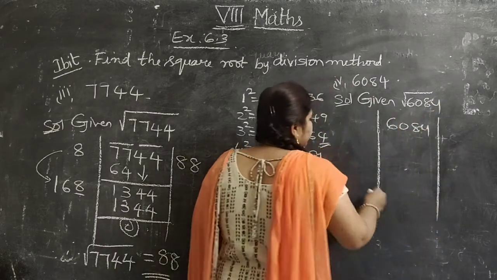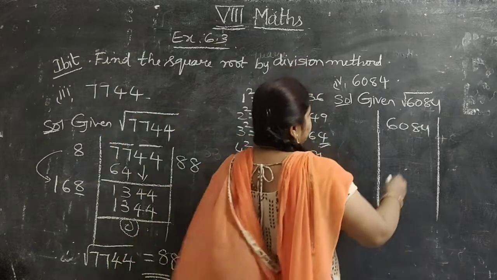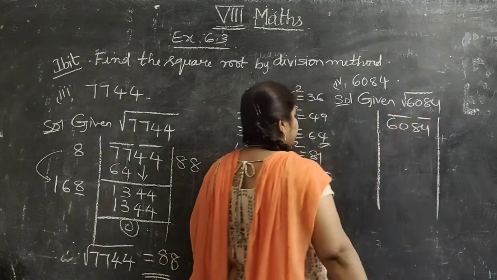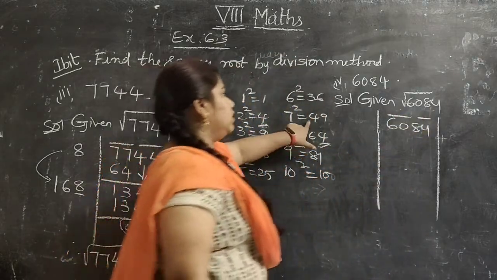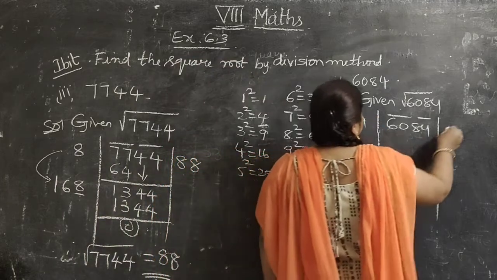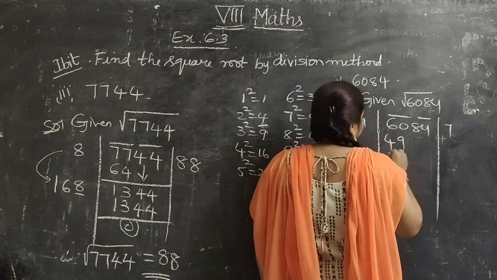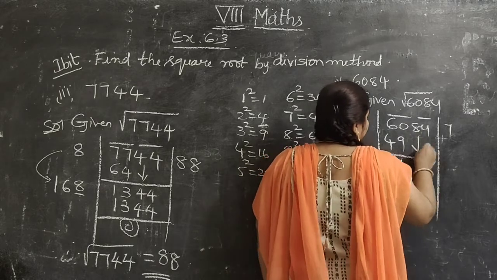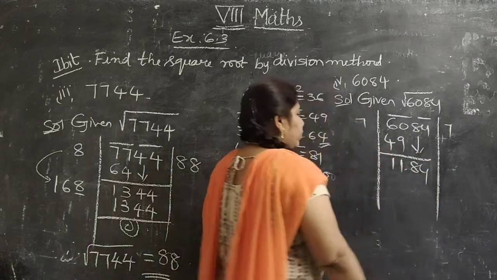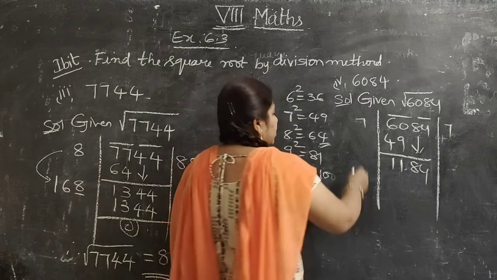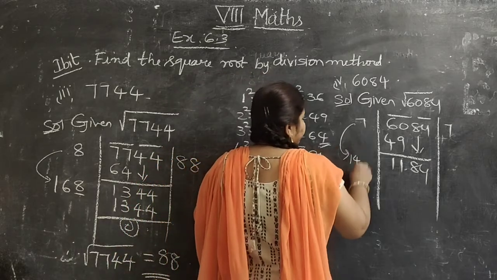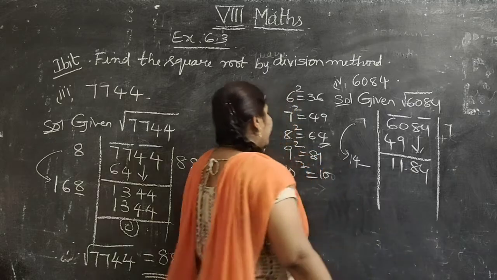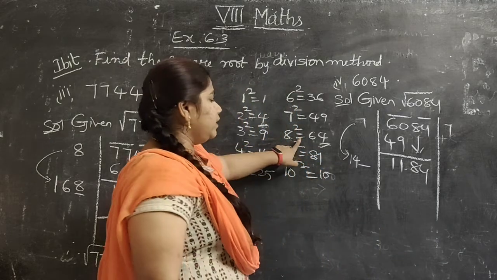Long division here. So first pair the values. First pair is 84, second pair is 60. So less than 60 value is 49. So 7 7's are 49. So 11, and bring this 84 down. That will be 1184. So double this 7, that will be 14. So the last digit is 4. Again the answer will lie between 2 square and 8 square.